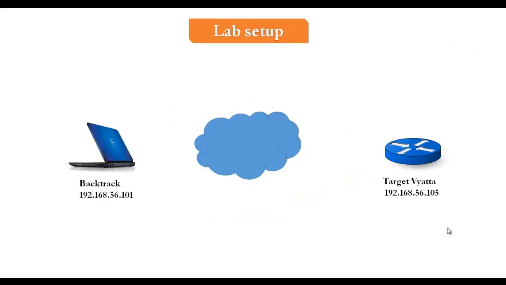Now let us look at the lab setup for this router hacking module. We have the Backtrack instance, which is installed within VirtualBox, and the target is a Vyatta software based router, also installed in VirtualBox. The attacker's machine has the IP address 192.168.56.101, and the target machine has the IP address 192.168.56.105. Vyatta is a software based router which can even act as a firewall, and these two are connected in a LAN.